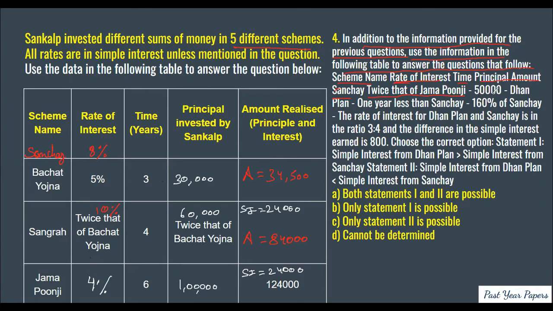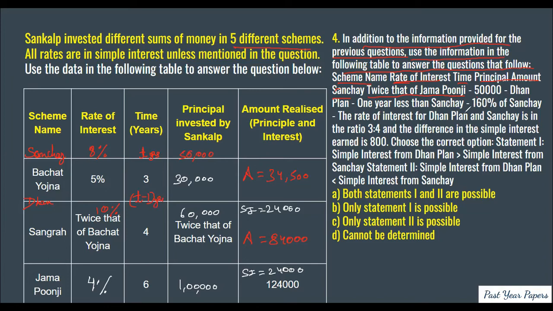And 50,000. 50,000 is what? Definitely not time. 50,000 is the principal. Now we have one more scheme, that is Dhan plan. And Dhan plan is 1 year less than Sanchay. 1 year. That means they are talking about time. If this is T years, this will be T minus 1 years.